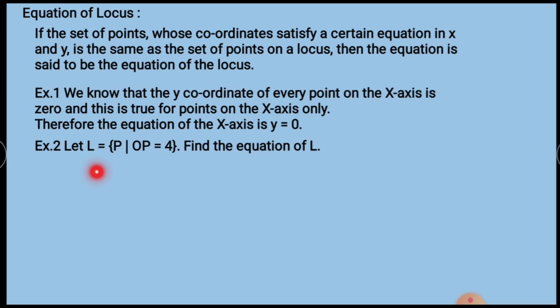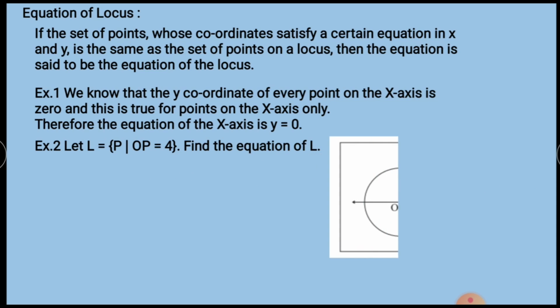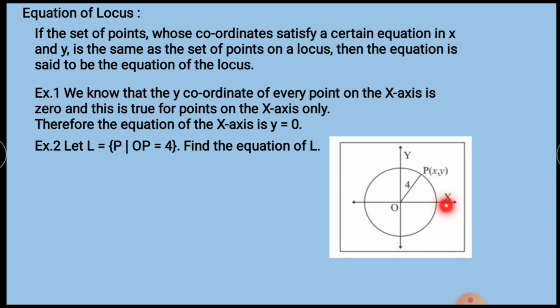Then second example: L is the set of those P such that OP equals 4, that means a circle having radius 4. Find the equation of L. Here we have to find the equation of locus. So we draw a rough diagram. Here we consider any point P on the circumference which is at a distance of 4 units from fixed point O.